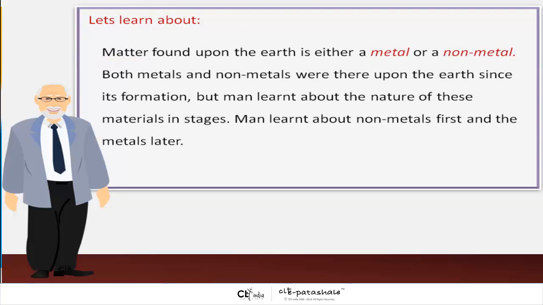Now matter found upon the earth is either a metal or a nonmetal. Both metals and nonmetals were there upon the earth since its formation, but man learnt about the nature of these materials in stages. Man learnt about nonmetals first and the metals later.